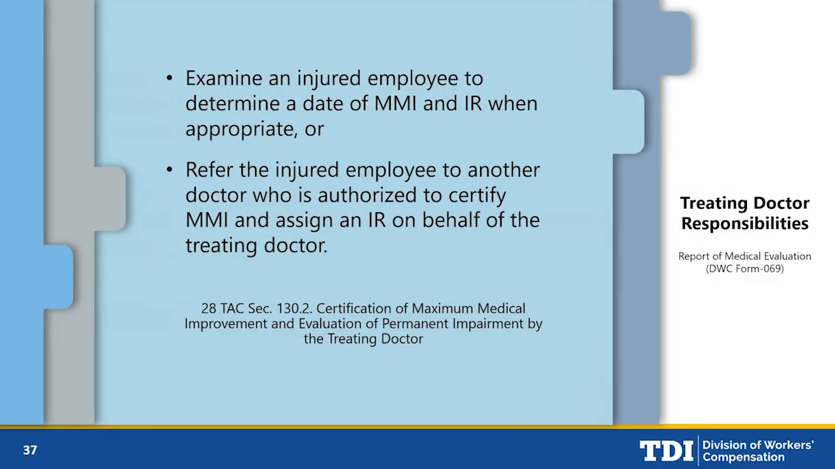When MMI and an impairment rating are required, the treating doctor completes the form. Now, there are situations where the treating doctor may not be authorized to assign an impairment rating. So in those cases, the treating doctor needs to first determine if the injured employee has any potential for permanent impairment. And if so, that treating doctor needs to decide if they're qualified to assess the impairment rating, or they may need to refer the injured employee to a doctor who is qualified and who can assess that impairment.